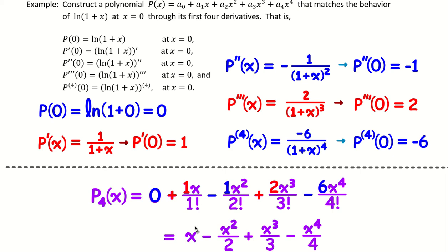Okay? And then when you clean this up even a little bit more, because 1 factorial is 1, 2 factorial is 2, 3 factorial is 6, so 2 over 6 reduces like this, and 4 factorial is 24. And so -6 over 24, you get -1 over 4. So this would be a pretty good cleaned up final answer. Okay?